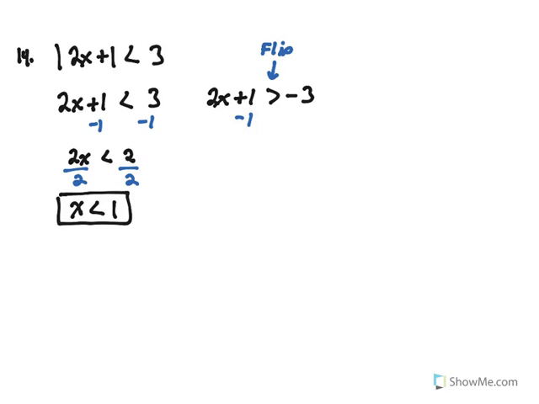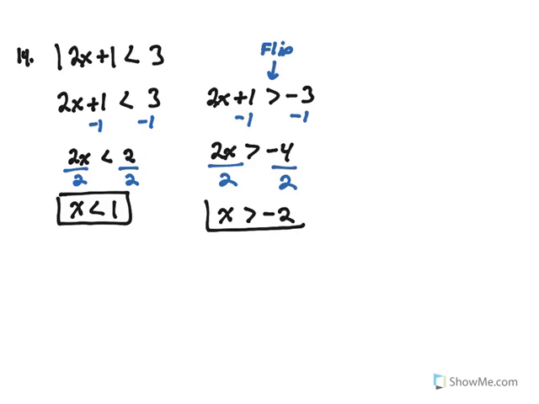All right, let's follow the same procedure here. And then now, again, we're dividing by a positive value, so we keep the inequality the same. -4 divided by 2 is -2. And then there you have it. Those are my two solutions, okay?